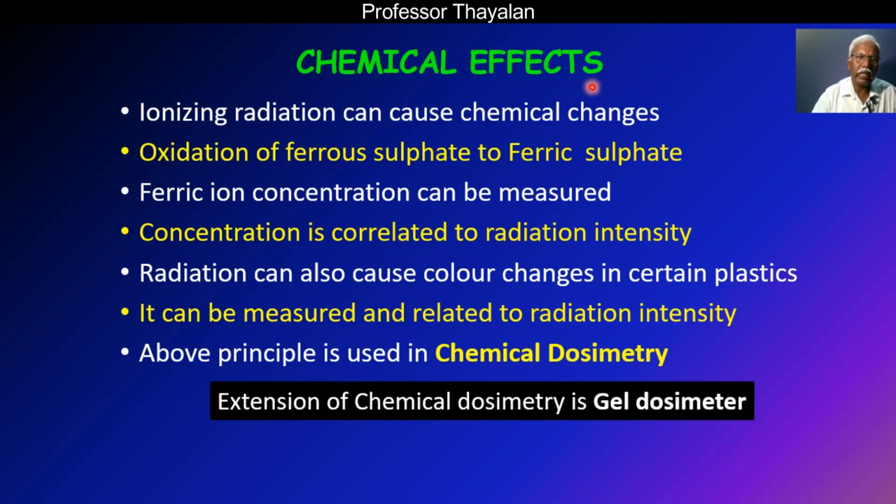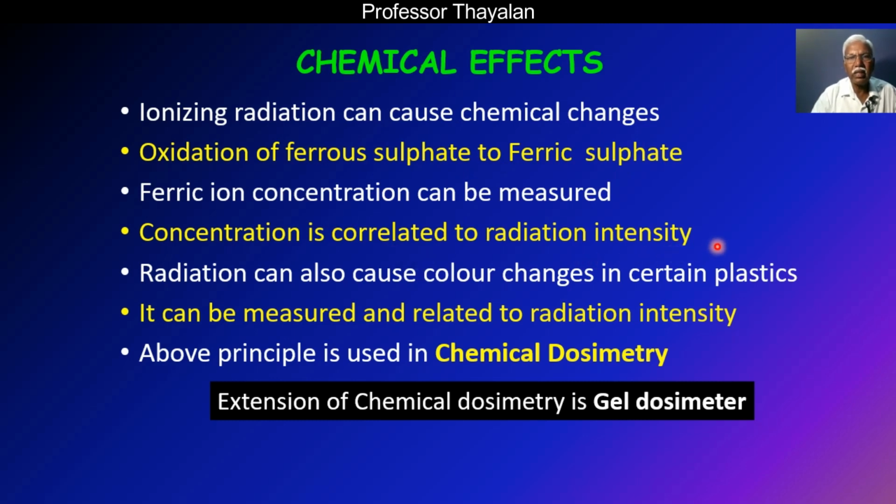Coming to the chemical effect or chemical dosimeter. Ionizing radiation can cause chemical changes. For example, you can take ferrous sulfate. Oxidation of ferrous sulfate to ferric sulfate. That means if you take ferrous sulfate and expose it to radiation, it gets oxidized. As a result, it is converted into ferric sulfate. This ferric ion can be measured. This concentration of ferric ion is related to radiation intensity. So ferrous sulfate exposed to radiation is converted into ferric sulfate. The ferric sulfate concentration is measured, that is correlated to radiation intensity.